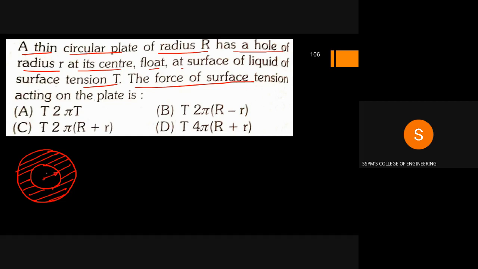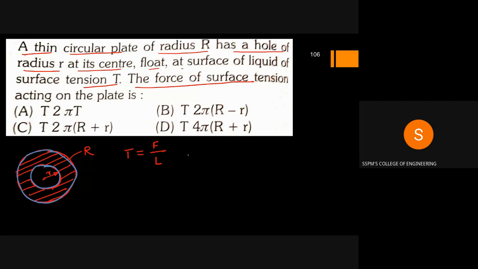So the circular hole has radius r and the plate has outer radius capital R. So what is the force of surface tension? We have the equation: surface tension is equal to force upon the total length. Now here we have to consider that if this is floating on the liquid, the liquid will offer the surface tension on this periphery and again on the outer periphery. So we have to consider both these lengths.